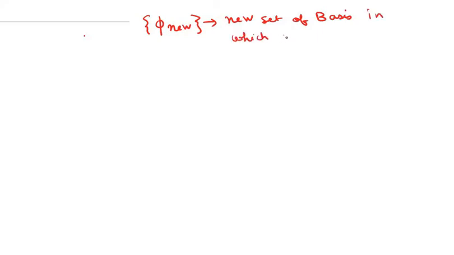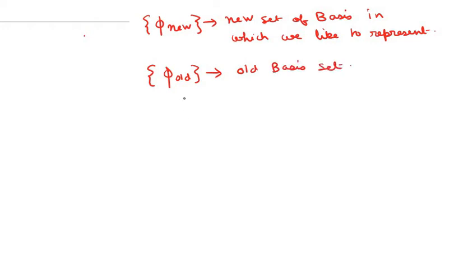Let me assume that phi new represents the new set of basis functions in which we would like to represent the wave function or something, and phi old is our old basis set. For example, phi old may be the real space basis set, and phi new might be the momentum space basis set. Or phi old might be the momentum space eigenfunctions, and phi new might be the eigenfunctions of the Hamiltonian itself.